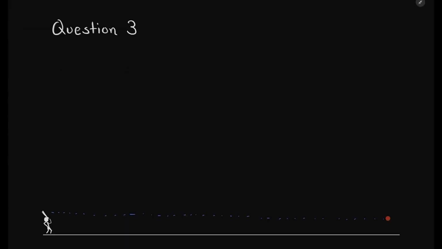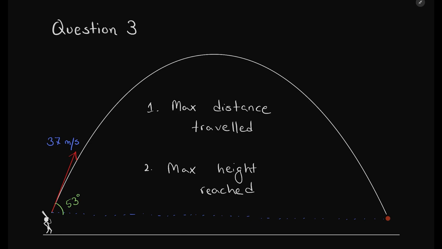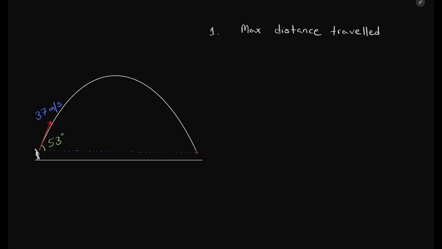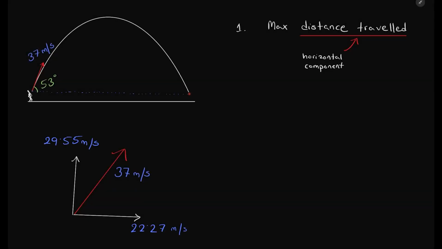Question number 3. Here, a ball is thrown upward at a 53-degree angle at a speed of 37 meters per second. You have to find the maximum distance traveled and the maximum height that the ball has reached. When they ask for the maximum distance traveled, they are asking for the horizontal distance. So we will be using the horizontal component. Breaking it up into components, the horizontal component is 37 cos 53 and the vertical component is 37 sin 53. Their respective values are given here.